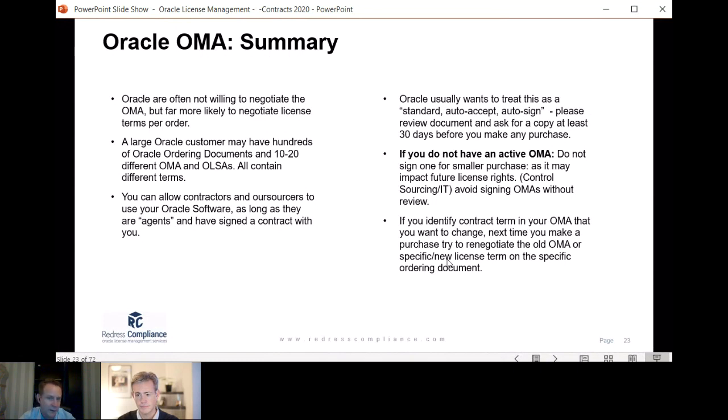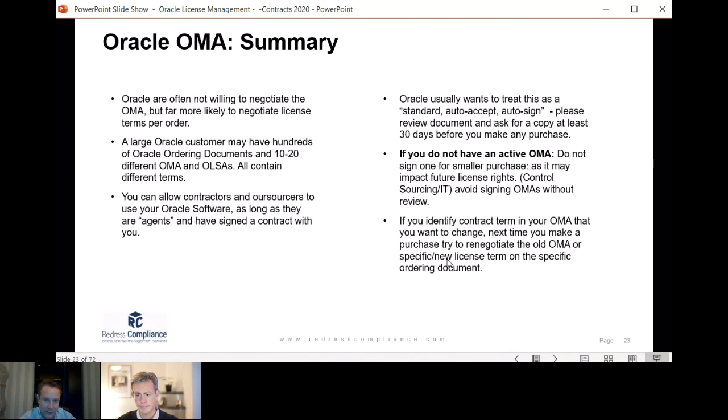So Oracle with the OMA, they usually want to treat this as a standard auto accept or auto sign. Please review, and they don't want to make even the perception that you can negotiate the OMA. Often they just simply want to agree on a price, and then you get the contract 7 days before the end of the quarter, and you have no time to really review it. So if you're looking at buying anything from Oracle, you should be having a look at the OMA and the contract term at least 1 month before Oracle's quarter end.